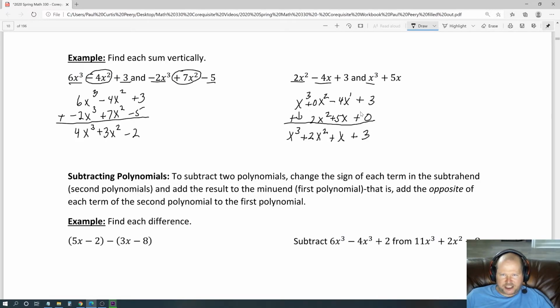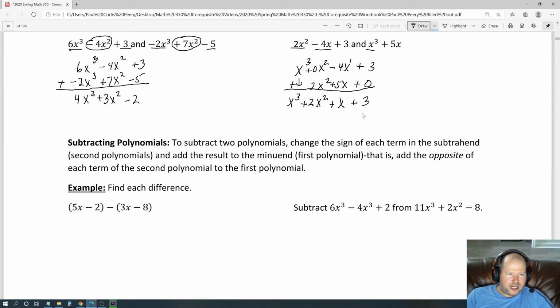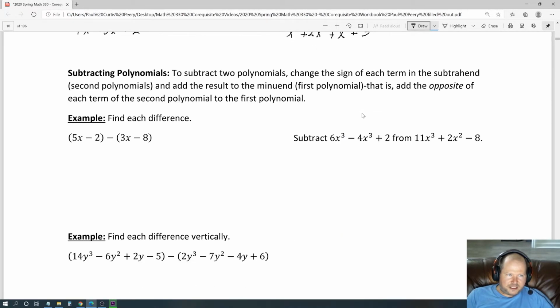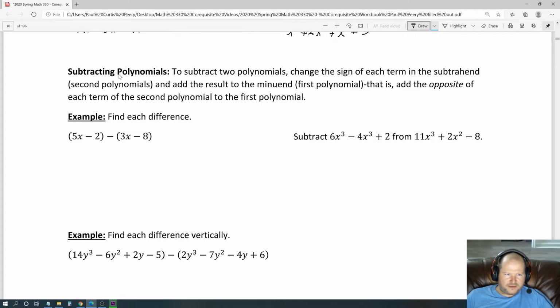So the degree should match, whether you actually see the degree, it's understood to be 1, or it's a constant, and the degree is understood to be 0. You just need to line them up. Okay, so now subtracting polynomials. Same kind of thing. Make sure they're like terms, then add or subtract their coefficients.